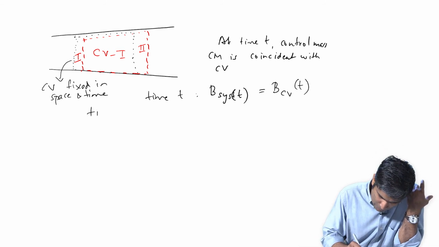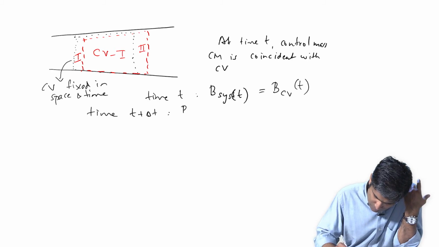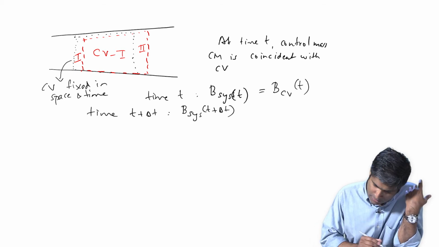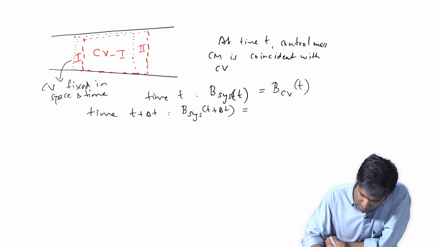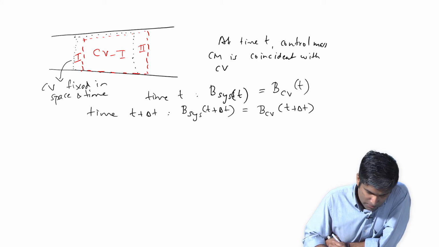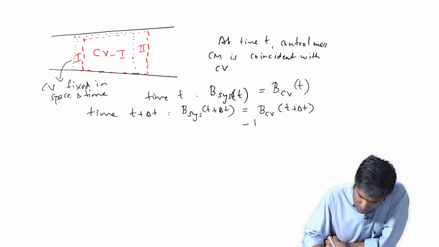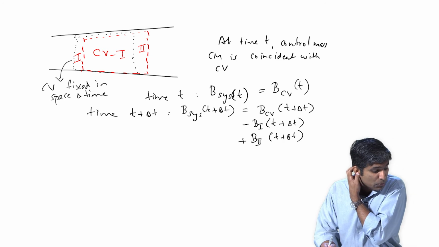So now at time t plus delta t, B system, that refers to the mass, is equal to what is in the control volume still. So that's my stuff inside the control volume at t plus delta t, minus the part that came out, plus the part that now is outside at different conditions and so has a different value.